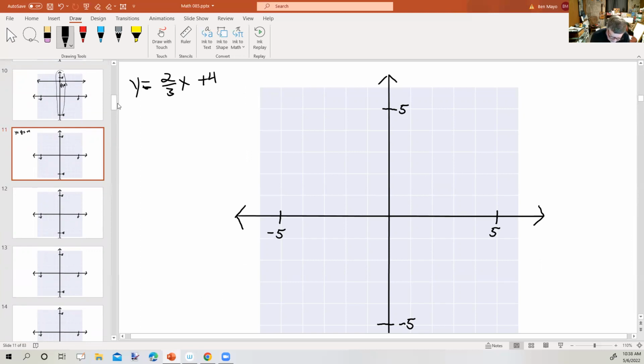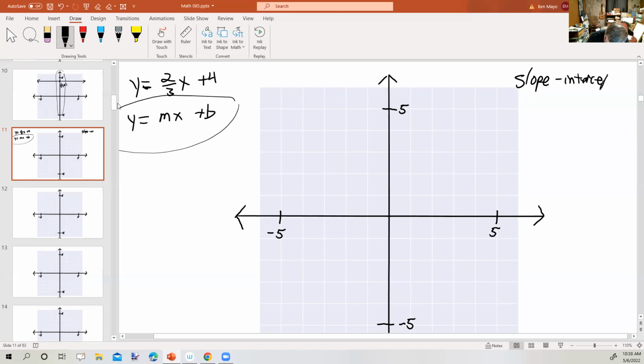This equation is in the form y equals mx plus b, where m is the slope and b is the y-intercept. This form is called slope-intercept form of a linear equation. For this particular equation, the slope is 2/3 and the y-intercept is 4. From that information, I can graph the line.